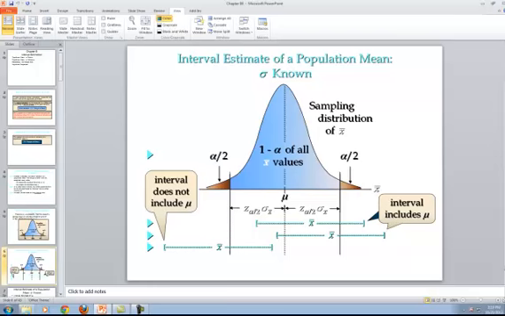This is a reiteration of the previous diagram. Let's say our alpha is 0.05. Hence, our 1 minus alpha will be 0.95. We can therefore be 95% confident, depending on how we construct the confidence interval, that the true population mean will be within that interval that we will construct.